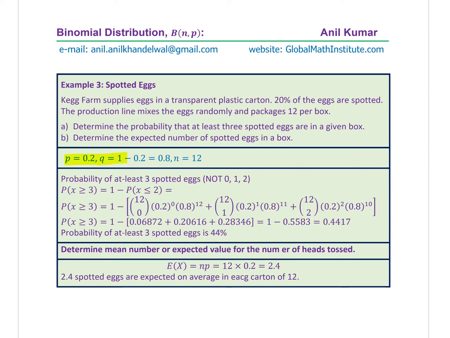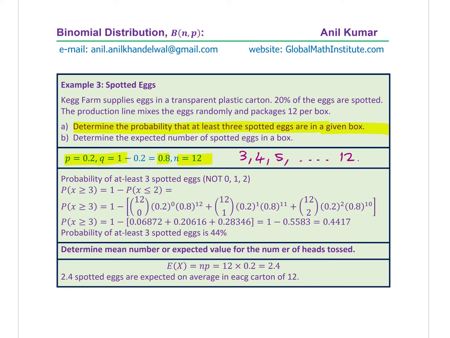Failure is 1 minus 0.2, that gives us 0.8, and in a box we are looking for 12 positions, right? Amongst these 12 positions, we will be interested in determining the probability that at least three are spotted. So when we say at least three, that means three are spotted, four are spotted, five are spotted, up to they could be 12, right? Because there are 12 positions. So that is the case.